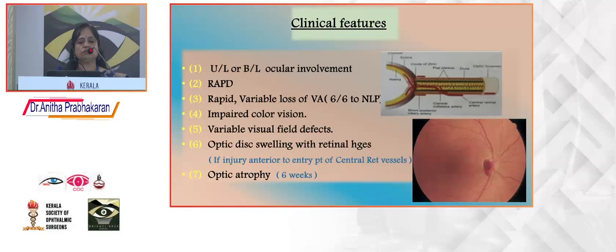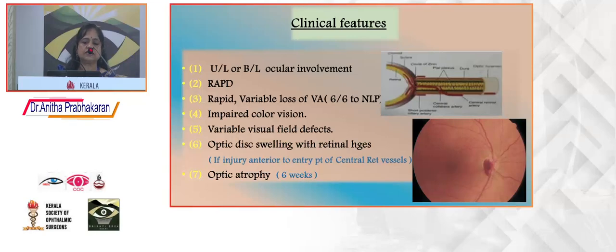So usually it could be unilateral or bilateral. RAPD is the pathognomonic finding of traumatic optic neuropathy. If there's no RAPD, either it's not a traumatic optic neuropathy or it is a bilateral TON. And the vision loss can be variable. It could be more rapid than that seen in the toxic and compressive type. Of course, color vision and visual fields will be defective as in optic nerve involvement.